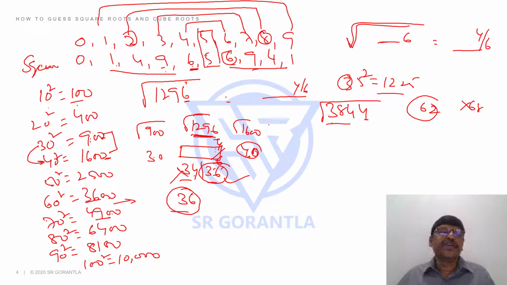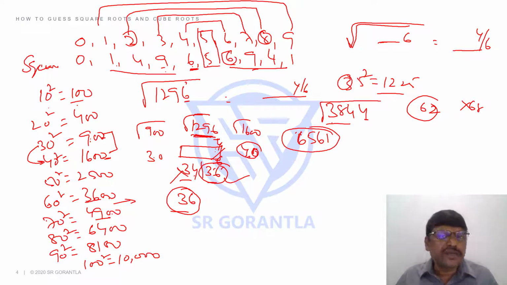Done? Let me ask you one more, please. What is the square root of, let us say, 6561? Yeah, students. What is the square root of 6561? What can you say, students? Now 1 is there. If it is 1 then the unit place of the root should be either 9 or 1. So the square root of 6561 will end with either 1 or 9.